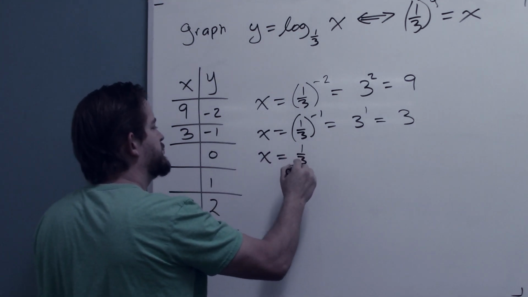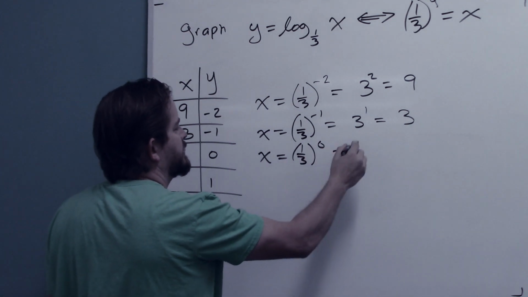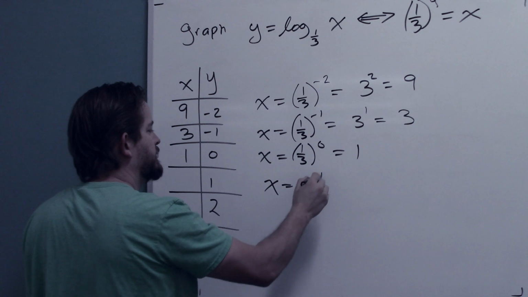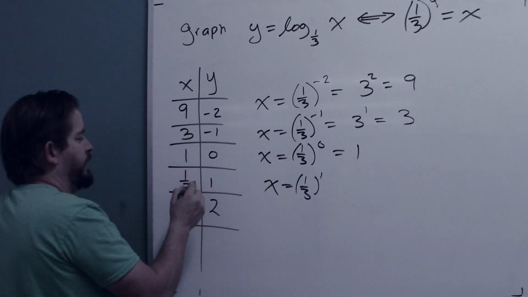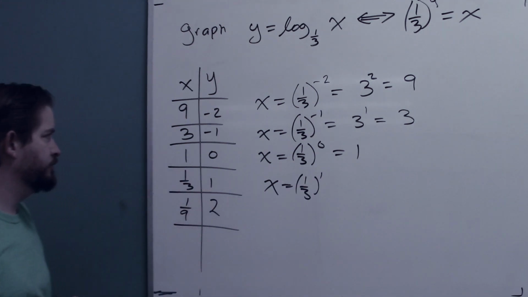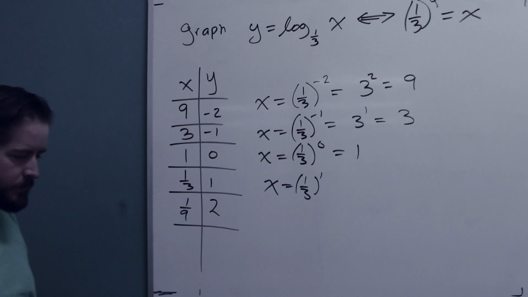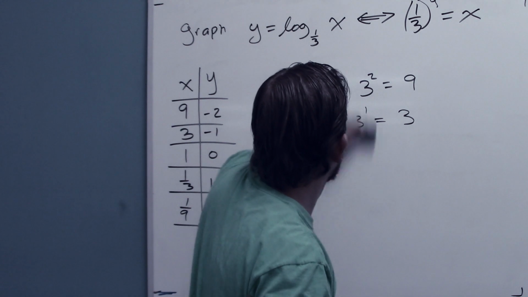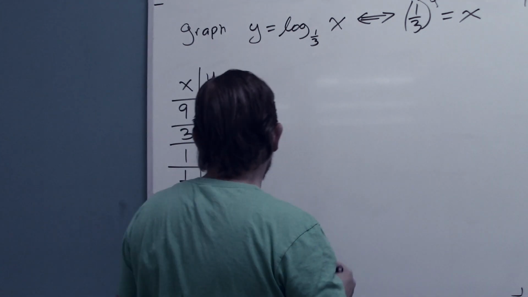X equals 1/3 to the 0, but that's just 1. X equals 1/3 to the 1, but that's just 1/3, and we see the pattern, of course, forming itself. So I want to graph these. And this graph will look just a little bit different.